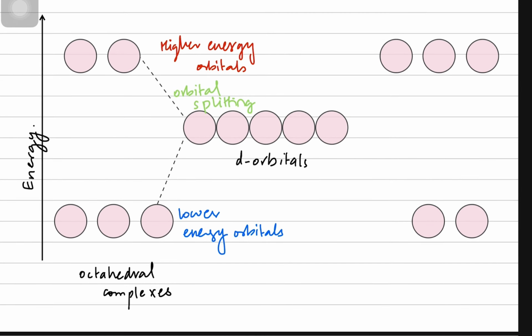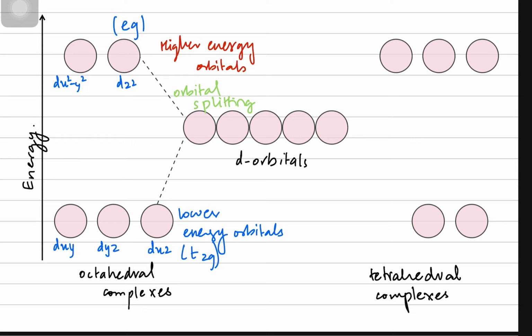Which orbitals go for the lower energy? It is the between-the-axis orbitals like dxy, dyz, and dxz, also known as the T2g orbitals. The ones which were on the axis were the dx square minus y square and the dz square, also known as the Eg orbitals. They go for higher energy because obviously they face more repulsion because the lone pairs are coming from that direction only.